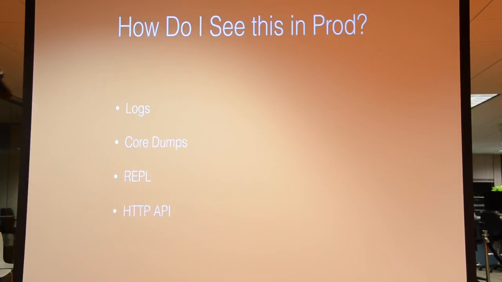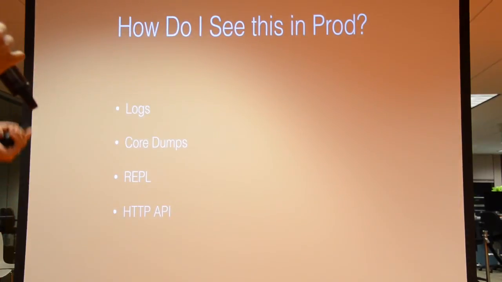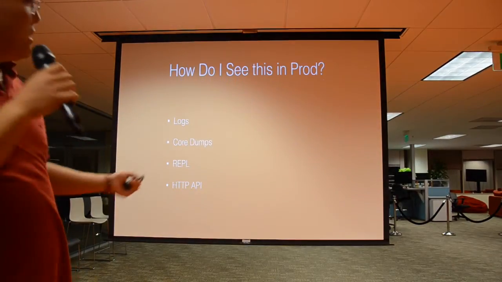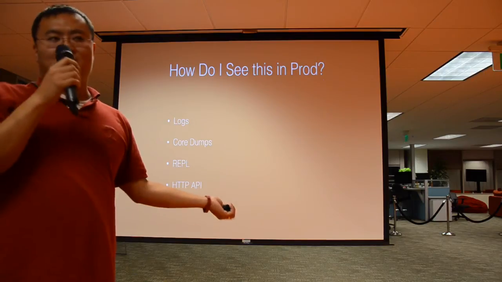But how do I see this in prod, right? One thing we could do is dump these results to the logs, which is the example that I've given. There are some other things you can do because you might not want to be dumping all this stuff in logs all the time. That's kind of untenable, right?